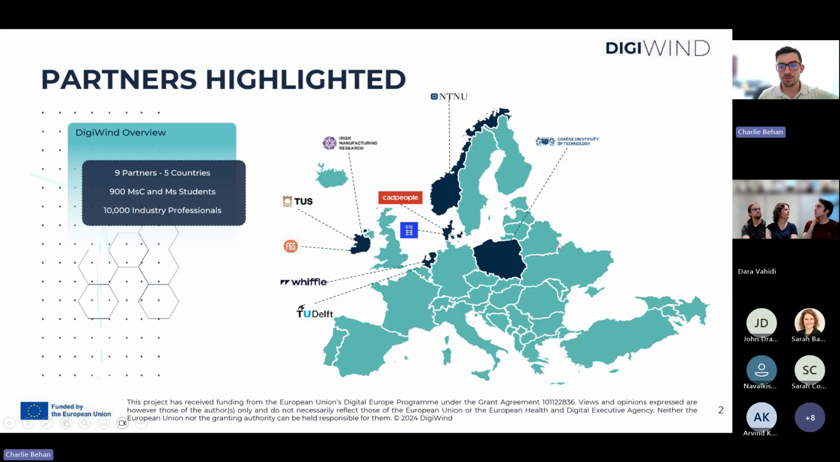So just a very high-level overview of the project. It involves 9 partners across 5 countries, and the main goal is to train 900 masters in science students and 10,000 industry professionals over a 4-year period. And this is all around wind energy. The focus in the project is that a lot of this is done online, so how we can use mixed reality, extended reality, and immersive content to improve the learning experience for students.